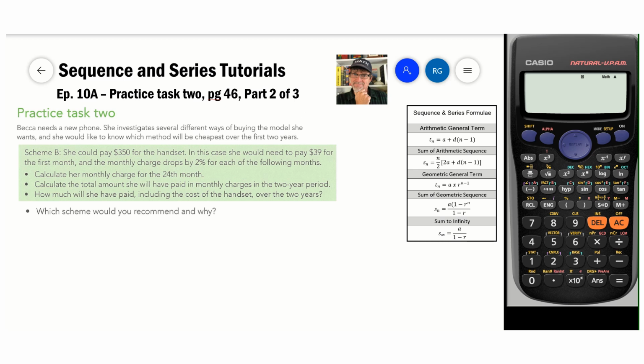Welcome back to Practice Task 2, Sequence and Series. This is part 2 of this assessment-like task. In part 1, we had a look at Scheme A, and we figured out that the total for Scheme A, and we'll just jot it down here so we have it for later, was $1,150. So we'll keep that in mind at the end of this.